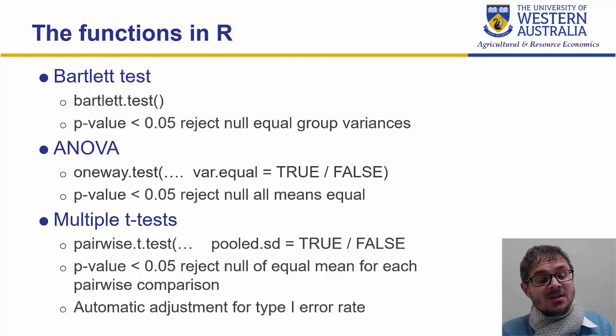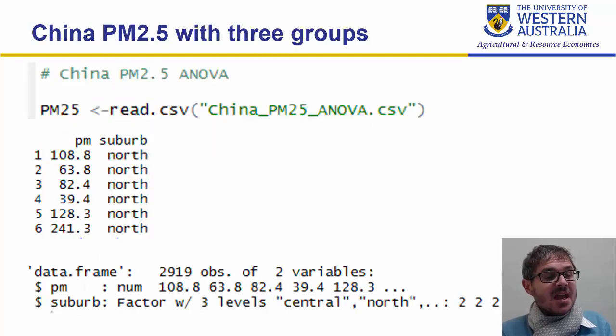And then we use the pairwise t-test to automate all our routines for the multiple comparisons. All right, so let's have another look at an example. When we had our PM 2.5 data, this time I've got 3 groups. If I had 2 groups, we saw how to conduct this. With 3 groups, you can see it is 3 levels here.